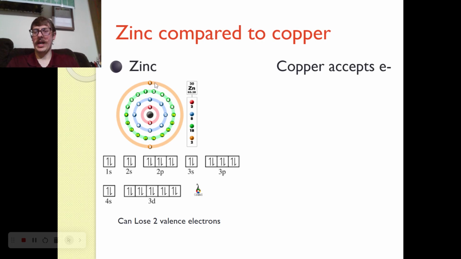So it is okay with that, and actually this 4s sometimes falls down to the 3D level, but it can fill up more. It is not nearly as stable. It will take electrons from zinc, which is happy to give them to get that stable level, and copper becomes a bit more stable when it gains that 1 more electron.